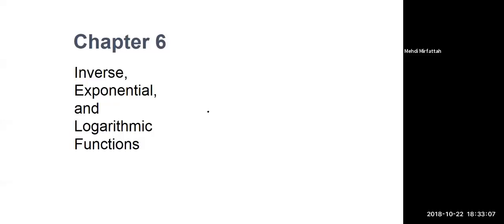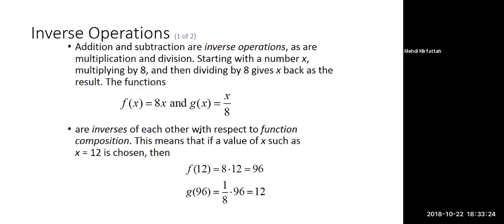We're going to start chapter 6, addition and subtraction, or inverse operations, as our multiplication and divisions. Starting with a number x multiplied by 8 and then divided by 8, you get back the same number. So if f of x is equal to 8x and g of x is equal to x over 8, that would be like inverses of each other.